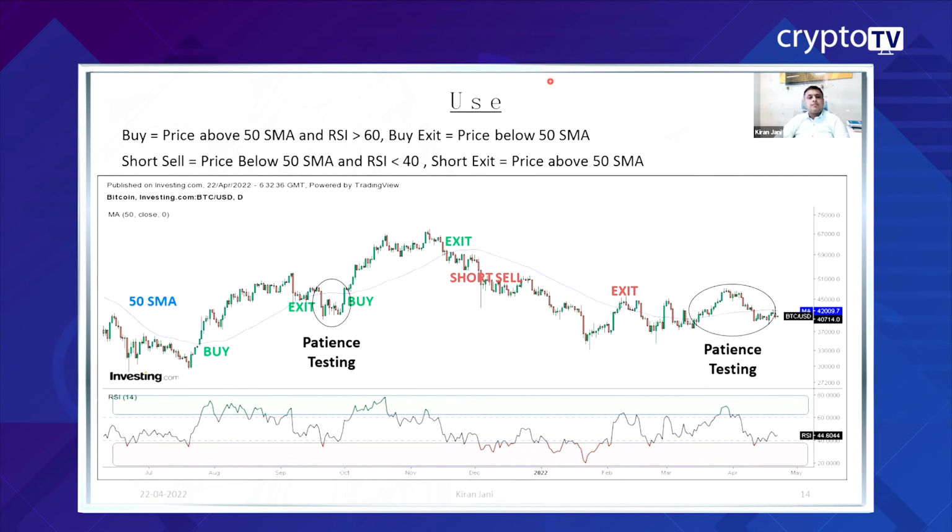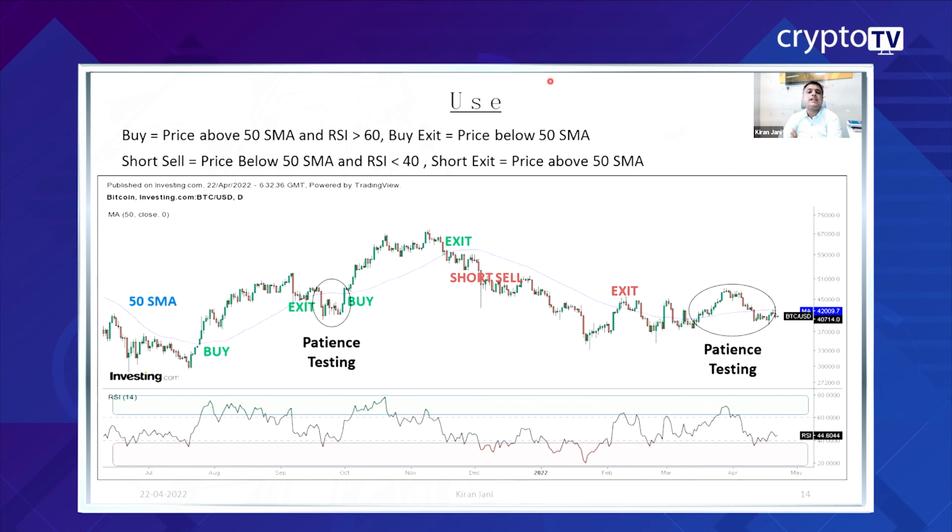And the third one is very simple: either your price crosses over the 50 moving average or your RSI is greater than 60, and one condition has to be fulfilled, then you can buy. Exit criteria is very simple: whenever your price closes below the 50 days moving average, you have to exit.